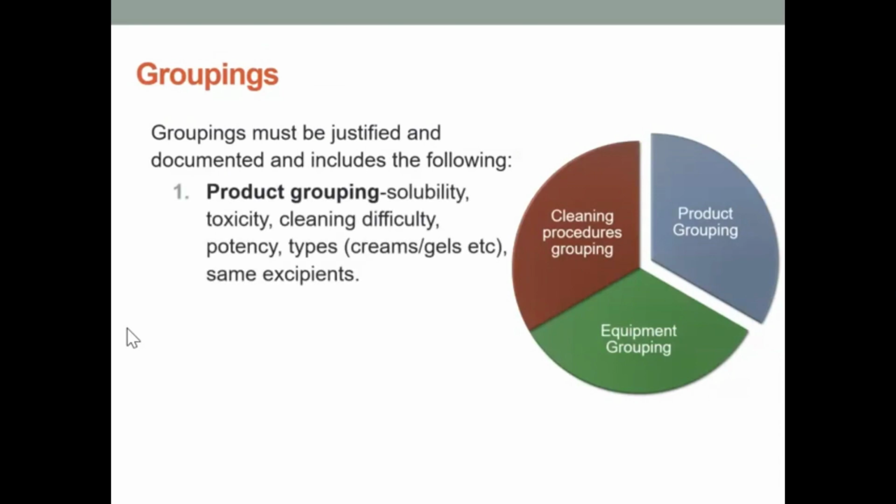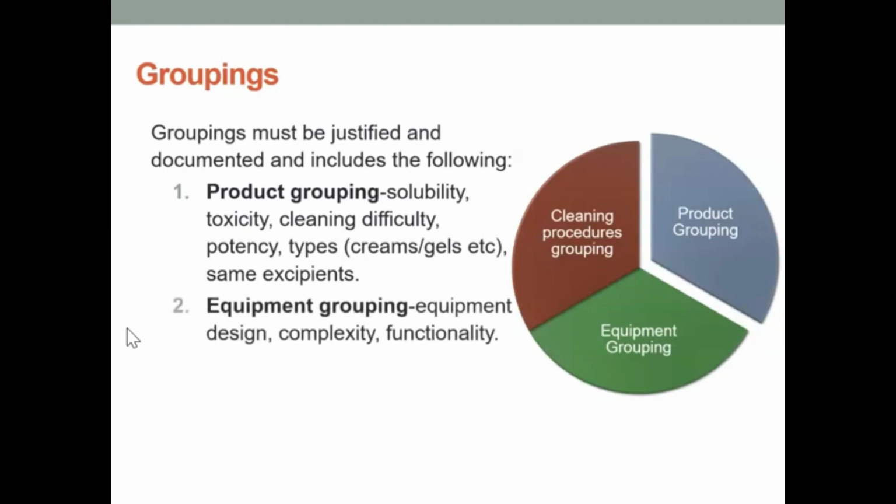So if you're grouping by a product, the advantages are that it's the same product, so your solubility will be the same, your toxicity will be the same, the cleaning difficulty will be broadly the same depending on what you're cleaning it from. The potency of the drug remains the same, and the types, so whether you're talking about a cream or a gel, etc., will probably be the same. And you'll also have the same excipients, so it makes it easier to put a cleaning regime in place for a product grouping.